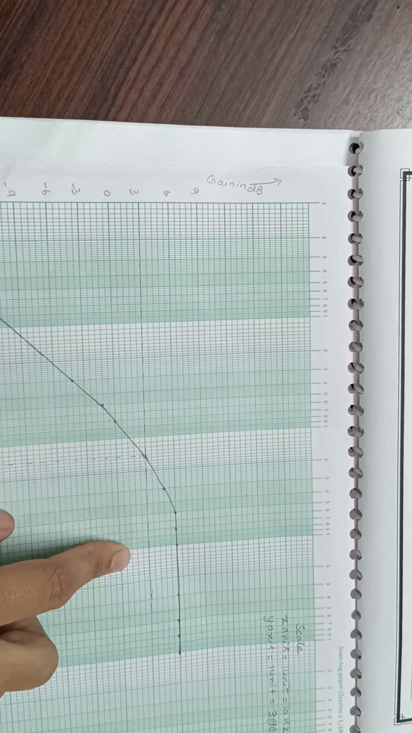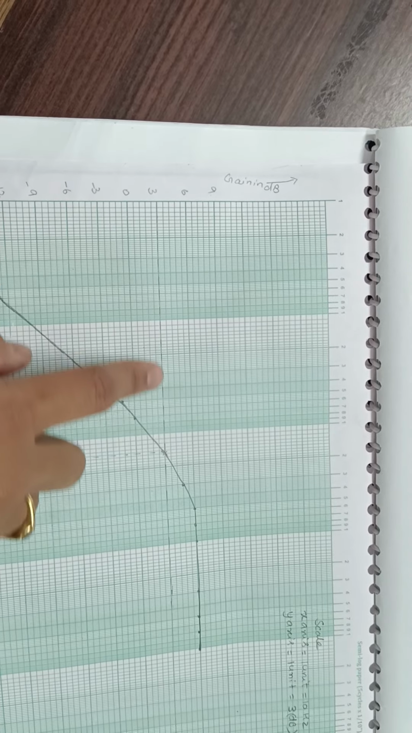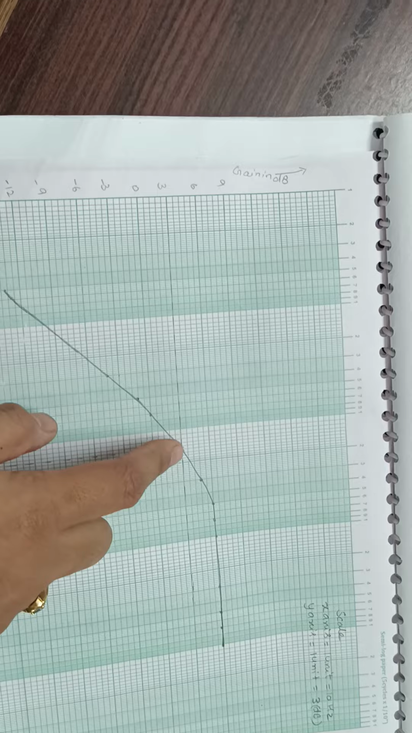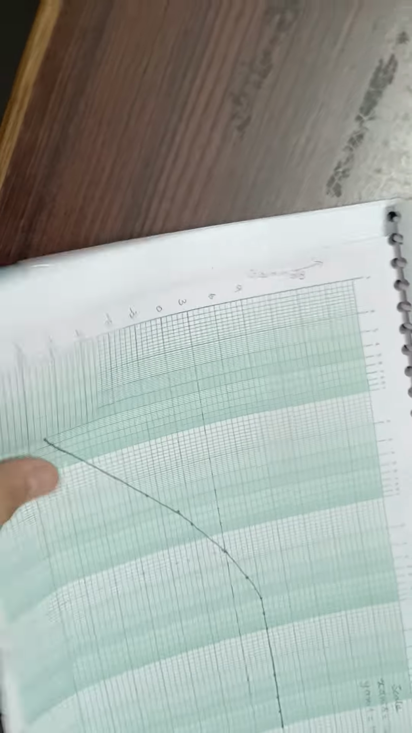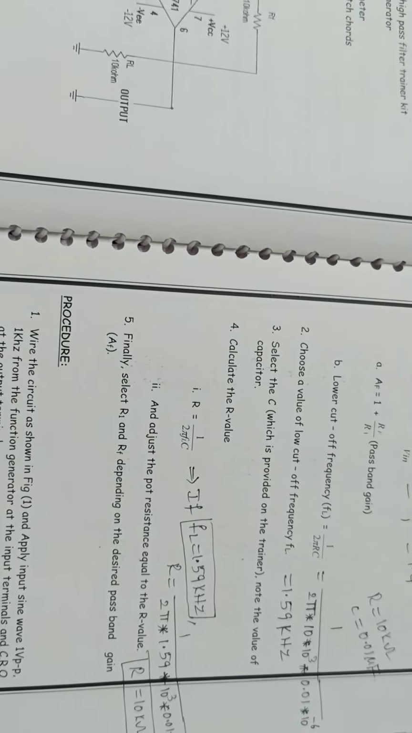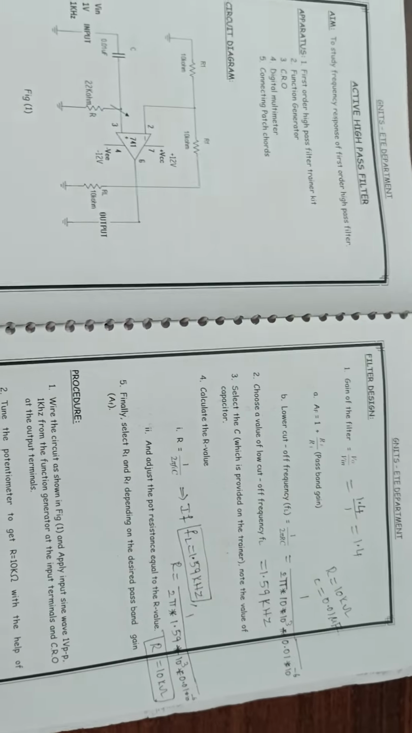and draw minus 3 dB line. This minus 3 dB line intersects the curve at one point, and that intersection point you identify on the X scale. That point is nothing but your cutoff frequency, which must be very near to the theoretical value. So theoretically you got 1.59 and practically you are getting 1.4 kilohertz. This is how we can perform active high pass filter experiment.